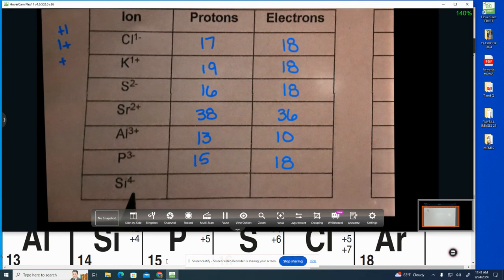And silicon, I don't want to tell you what the answer to this one's going to be. Whoever made this really liked that number 18. They should have played it in lottery. This is also going to be 18. Because there's 14 positives and 18 negatives is going to give you a -4 charge.